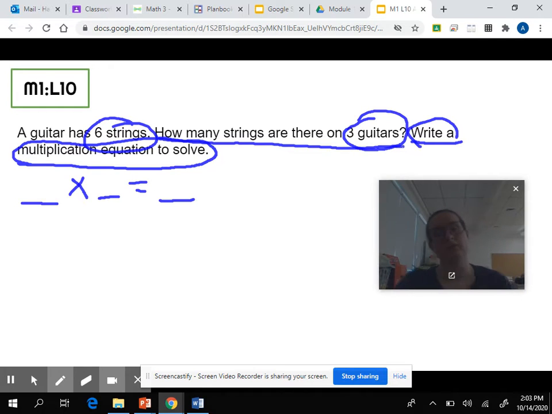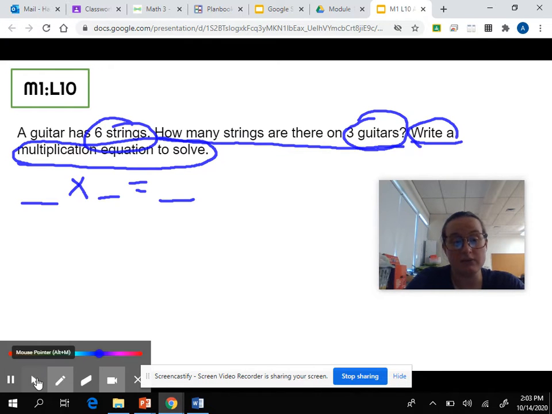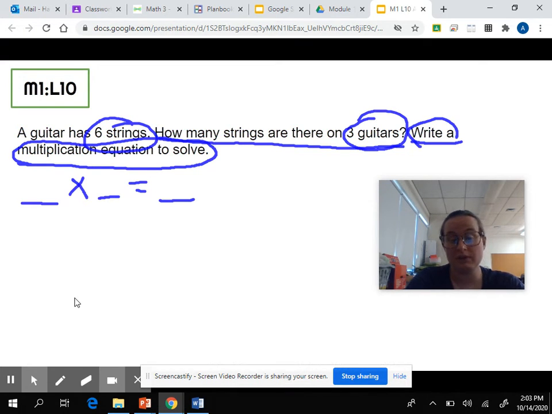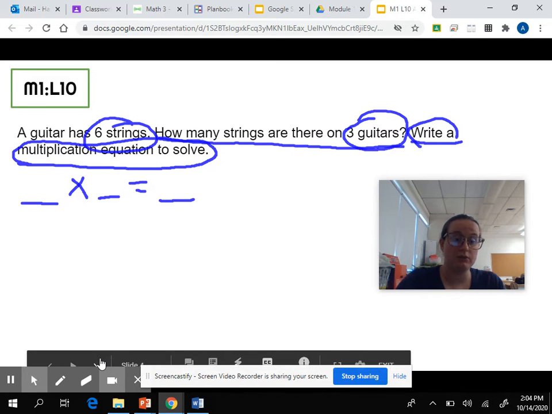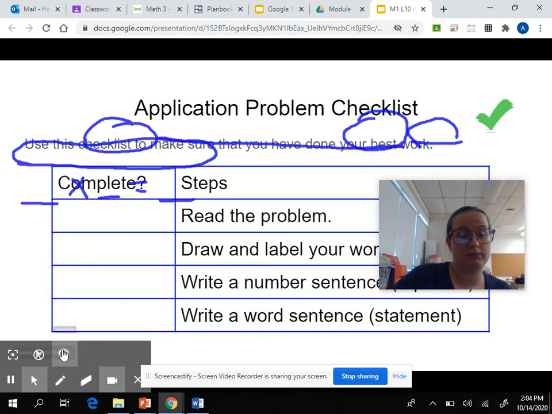Okay, so if you are ready to solve the problem, you may pause this video and you are going to hit play again when you have 4 checks on your application problem checklist. Okay, so you may pause the video and solve in 3, 2, 1, go. Pause. So if you are back, then your checklist should look like this. 4 checks. All right.